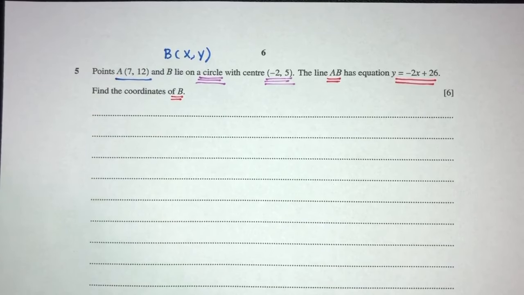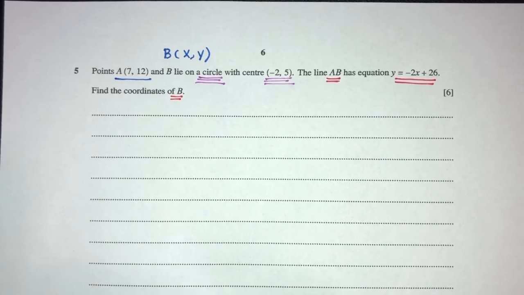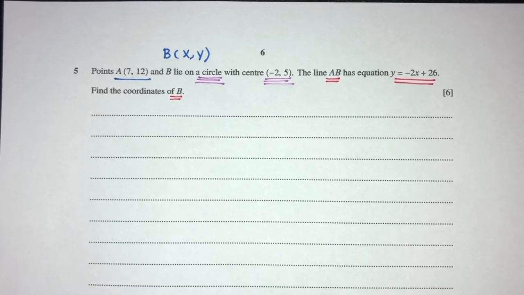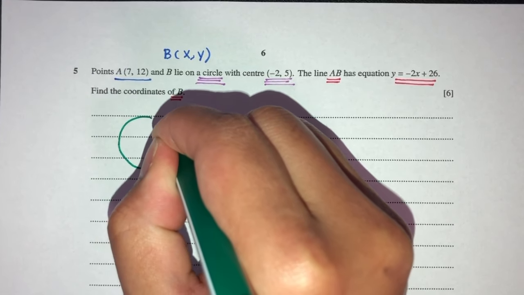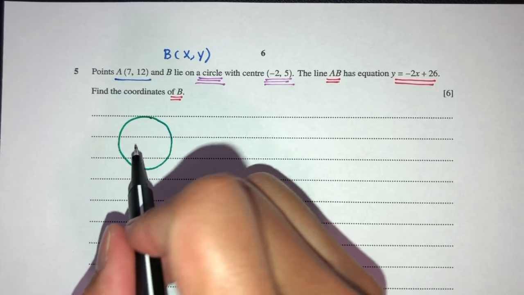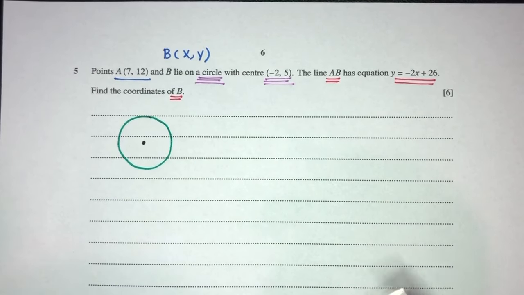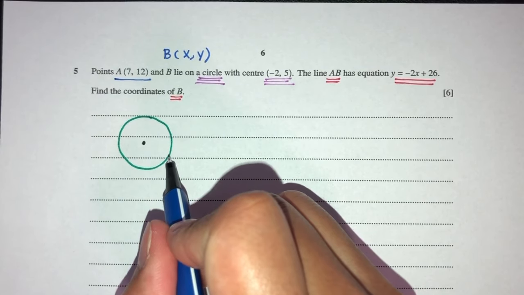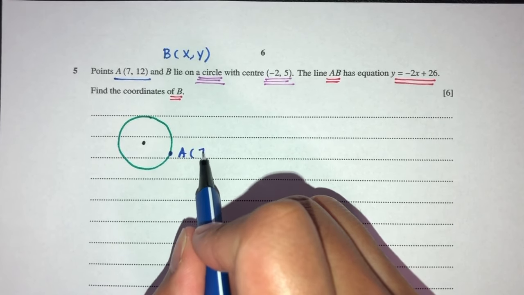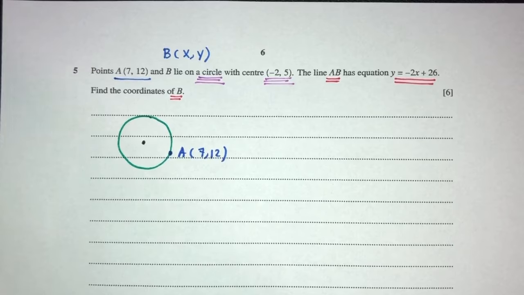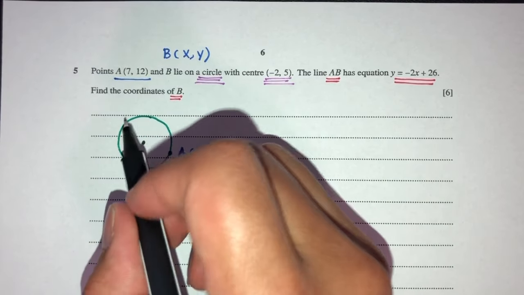Now, let me use a small diagram here. Again, it is not exact. It is just an illustration to help you know what we are trying to find. This is a circle here, for example. The center is here, for example, that should be minus 2 and 5. Let's say we have the point A somewhere over here, that should be 7, 12. And the point B is somewhere over here.